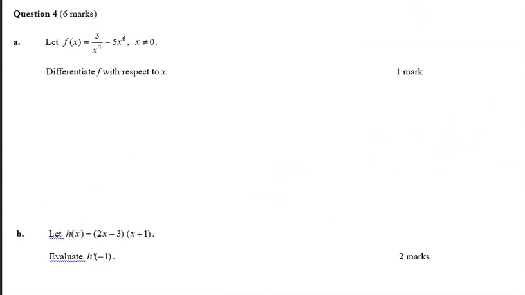Question 4 out of 6 marks, 3 questions, A, B, and C. We have f of x is equal to 3 over x to the power 4 minus 5x to the power 6, where x cannot equal 0, and we have to differentiate this. Before we can differentiate this, because we have this x to the power 4 on the bottom, I'm just going to rewrite this in a format where I can apply my rules of differentiating as so.